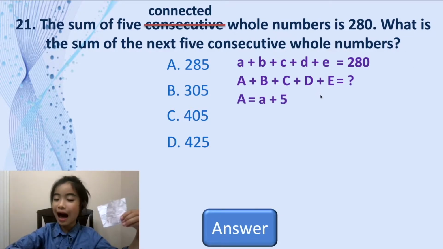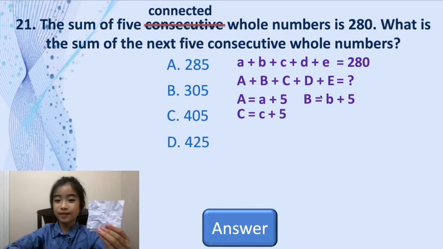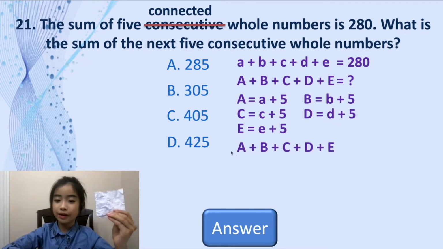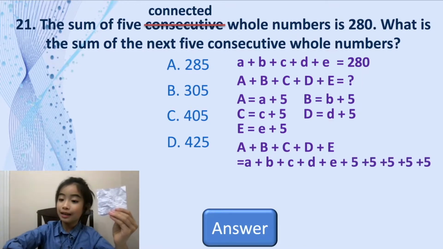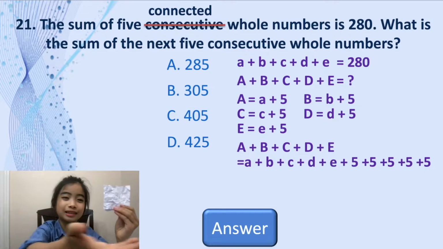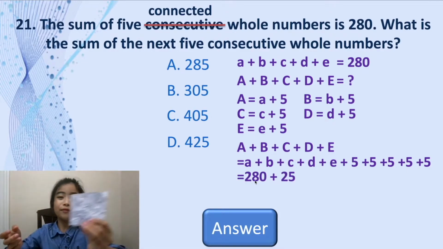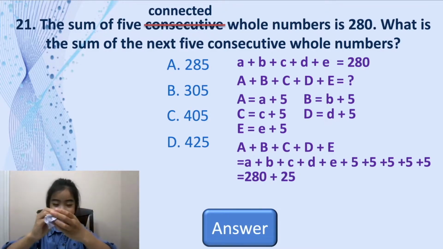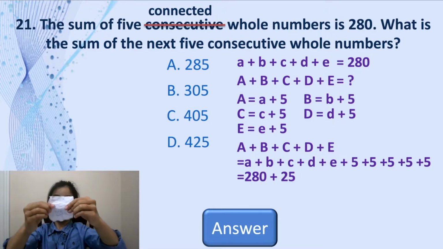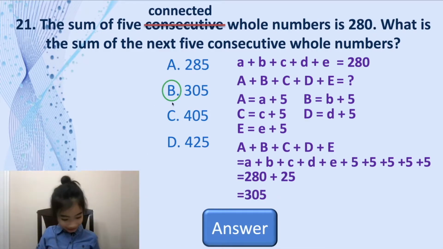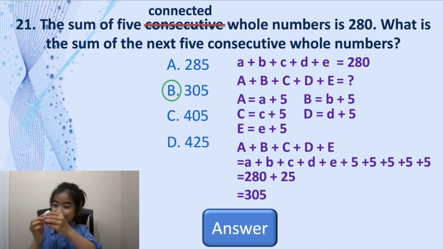So, let's see. A equals A plus 5. B equals B plus 5. C equals C plus 5, D equals D plus 5, E equals E plus 5. So A plus B plus C plus D plus E equals the lowercase A plus B plus C plus D plus E plus 5 plus 5 plus 5 plus 5 plus 5, because the sum of 5 connected whole numbers is 280. So that will equal 280 plus 25, which equals 305.